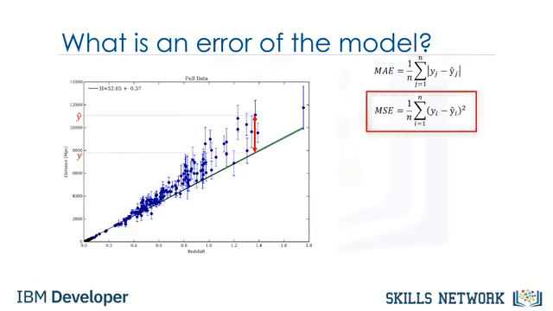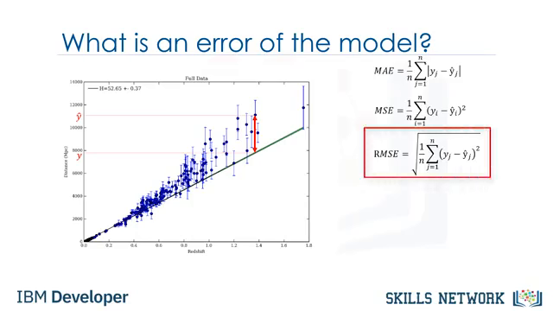Mean squared error is the mean of the squared error. It's more popular than mean absolute error because the focus is geared more towards large errors. This is due to the squared term exponentially increasing larger errors in comparison to smaller ones. Root mean squared error is the square root of the mean squared error. This is one of the most popular of the evaluation metrics because root mean squared error is interpretable in the same units as the response vector, or y units, making it easy to relate its information.